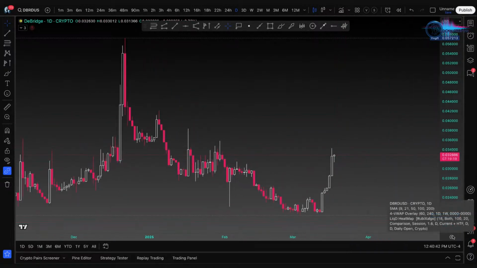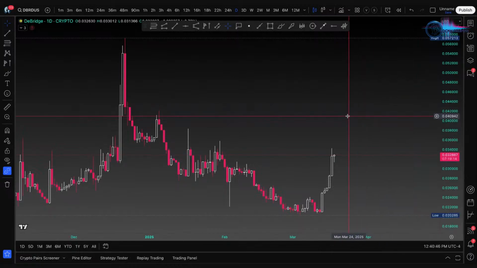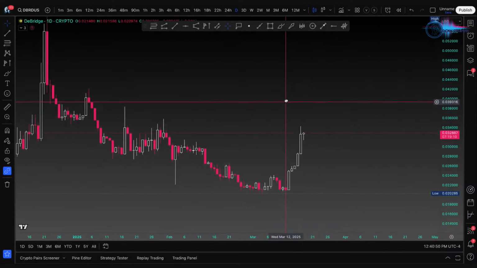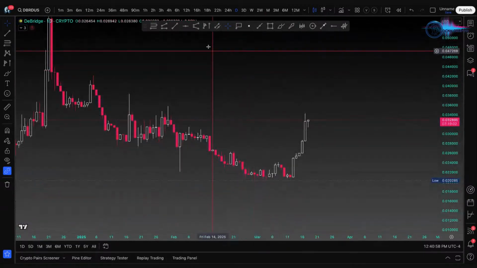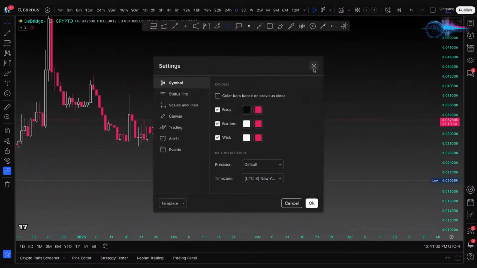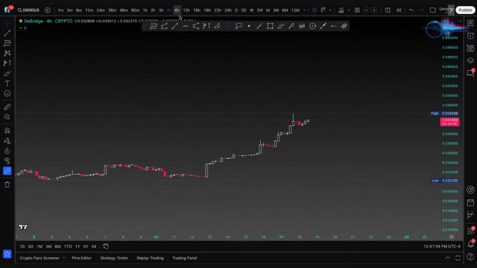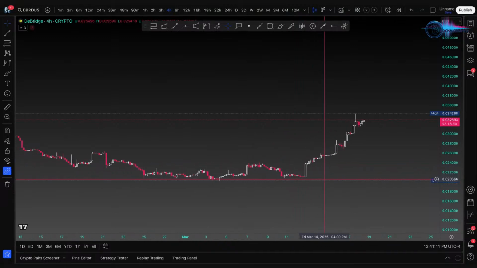I got to turn that off. Hold on one sec. Auto fits. Okay, there we go. There we go. RSI is above the 50 on the daily. Go down some lower times. All right. Come on, zoom in or zoom out.